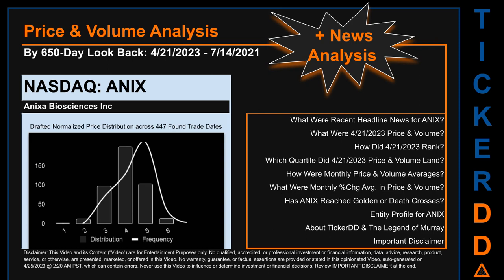The chart shown on this page is our initial attempt at studying the price for ANIX after dynamically normalizing price distribution across those discovered trade dates. The bar chart is the generated distribution and the overlaid line graph, if it is generated, is the frequency of the prices on the x-axis. We will enhance this look-through as our AI model progresses in the next iteration.